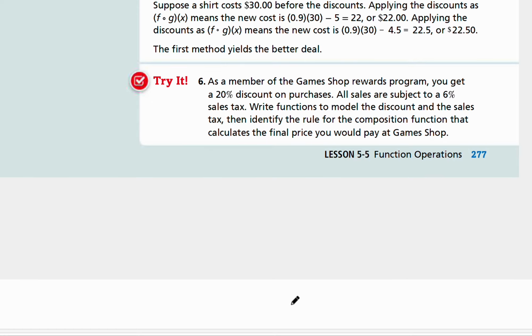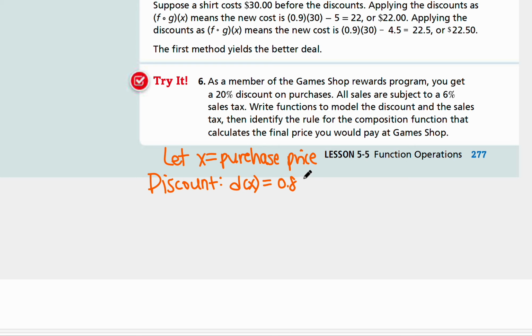Okay, are you ready? So first of all, you want to let variable x equal the purchase price. And then you have a discount equation where d of x is equal to 0.8x, and then you have a tax. So tax would be something that you need to pay for. So t of x would be 1.06 times x. So your price gets higher, right?